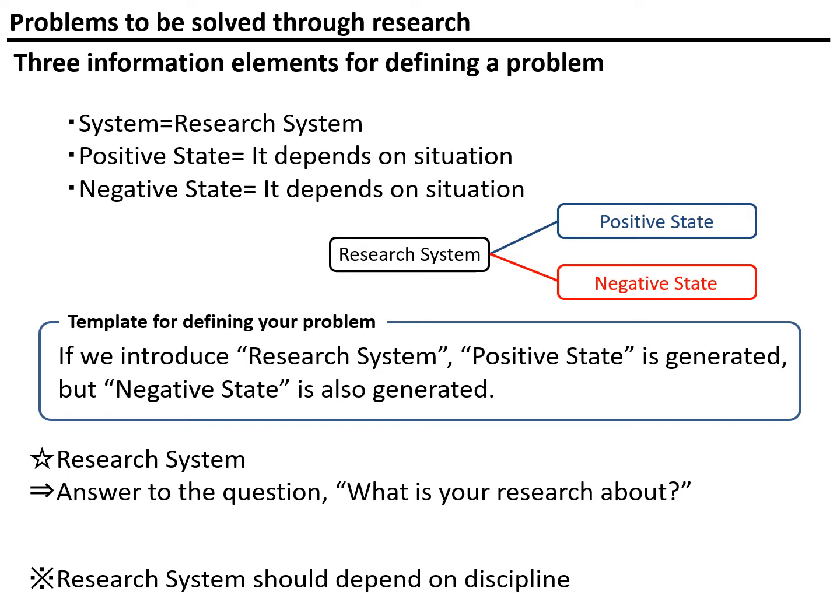If we introduce research system, positive state is generated, but negative state is also generated. So how you could define your research system is probably not that difficult. This should be the answer to the question, what is the research about? So think about what kind of answers you could say. Probably the answer should be the name of your research system. Now, of course, let me say this: research system should depend on discipline. It may be things which I'm not familiar with, but you should be familiar with.